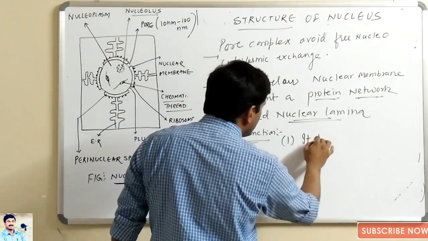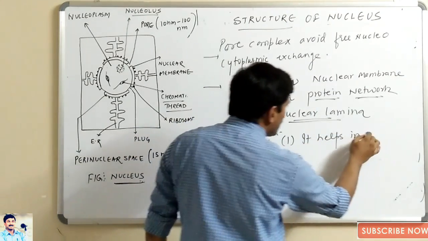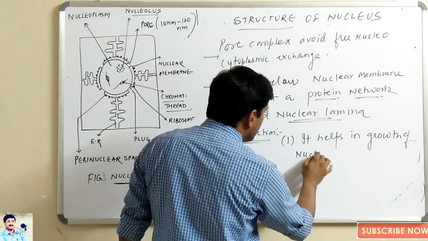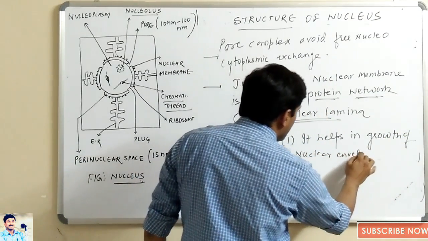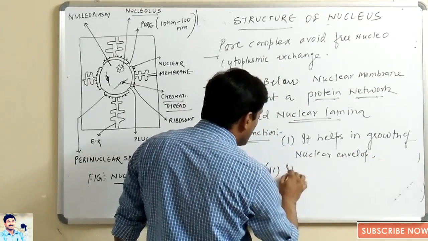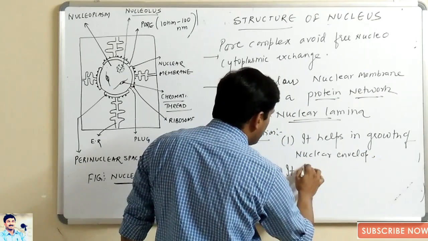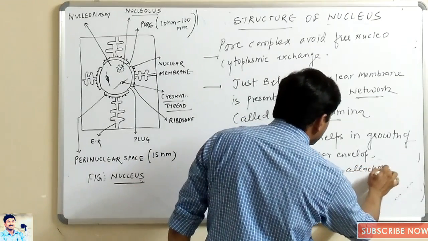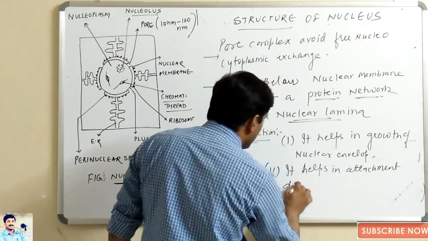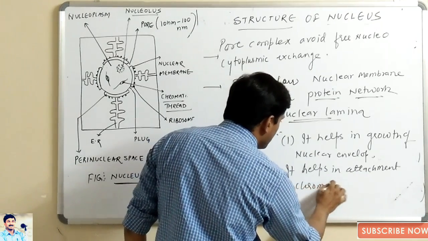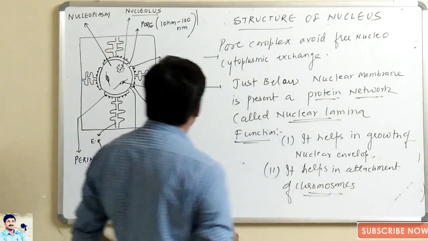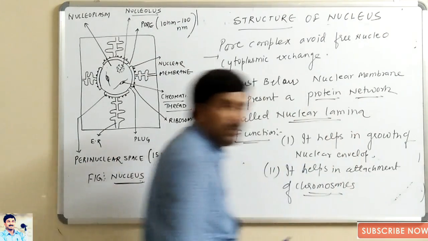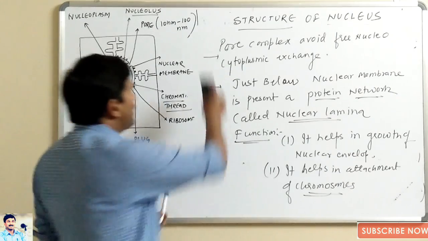It helps in growth of the nuclear envelope, and it also helps in attachment of chromosomes. It helps in attachment of chromosomes. Okay, so this was about the first component of the nucleus, and that is known as the nuclear membrane.